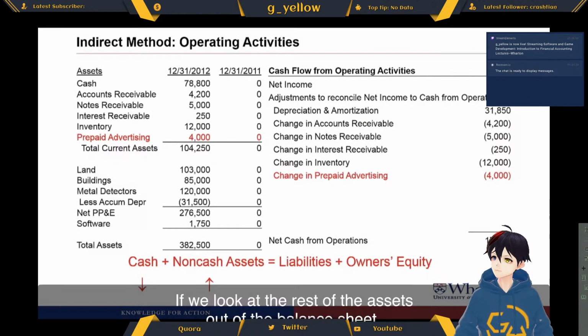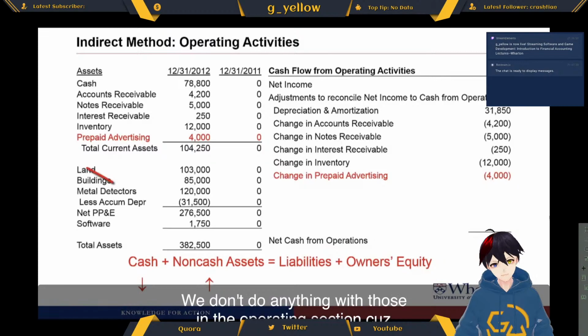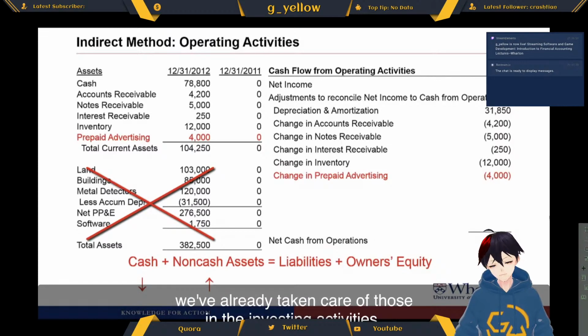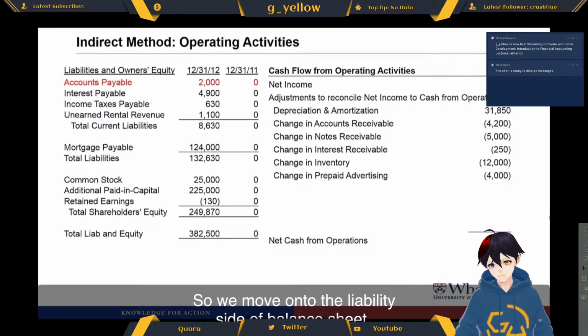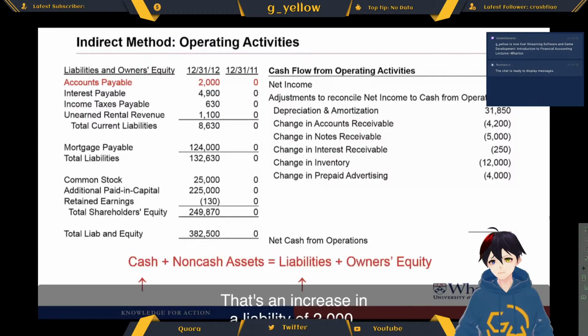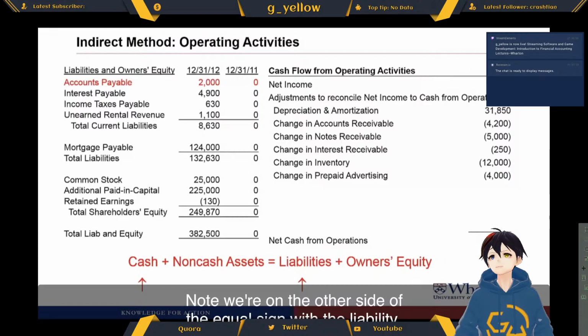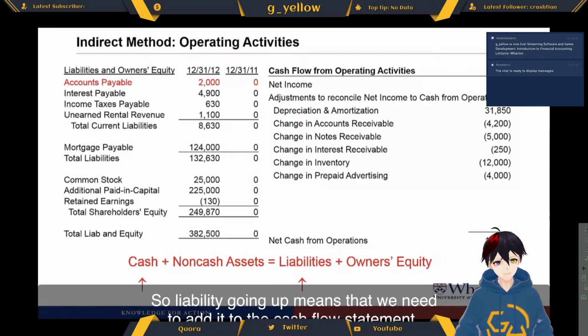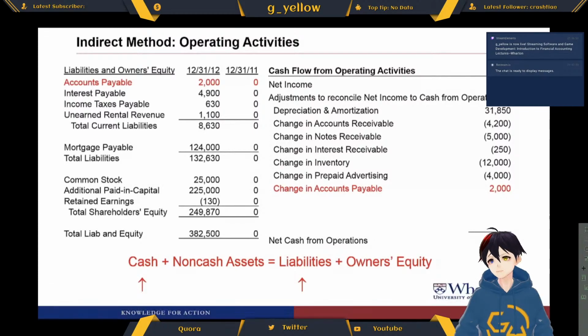If we look at the rest of the asset side of the balance sheet, we have land, buildings, metal detectors, software. We don't do anything with those in the operating section because we've already taken care of those in the investing activities. So we move on to the liability side of the balance sheet. Accounts payable went from 0 to $2,000. That's an increase in a liability of $2,000. Note we're on the other side of the equal sign with the liability. So liability going up means that we need to add it to the cash flow statement.